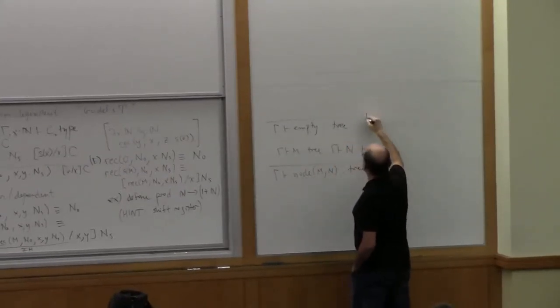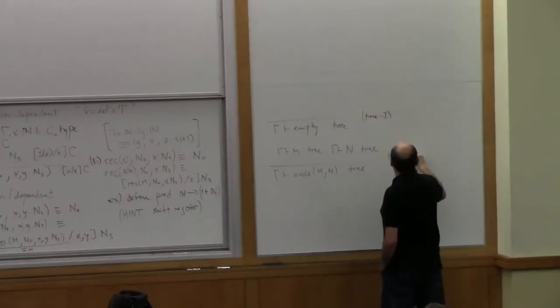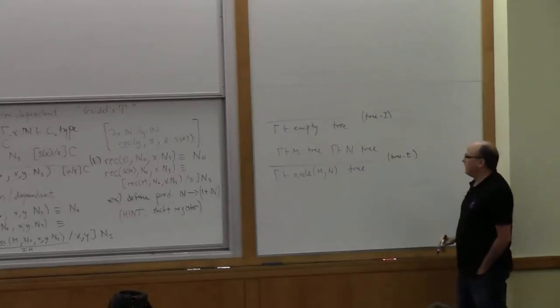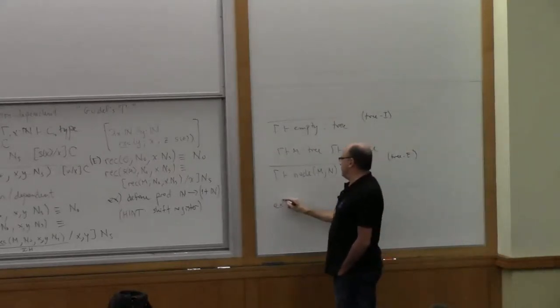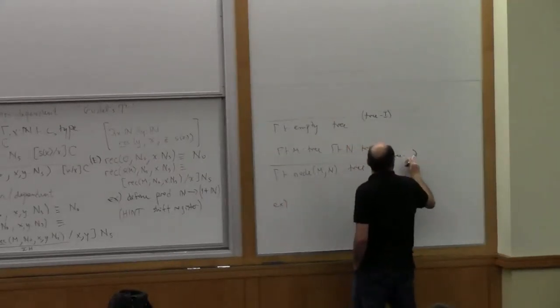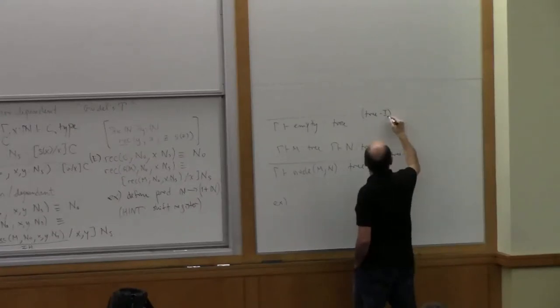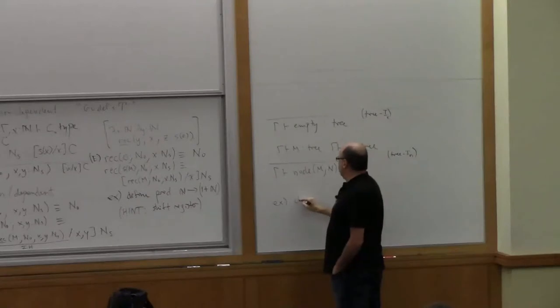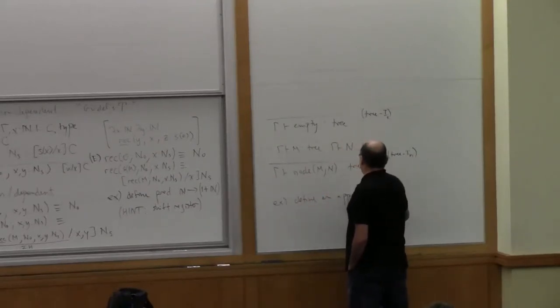So this will be called tree introduction and tree elimination. Okay, and your exercise is a tree introduction. This is a leaf for E, empty, and this is node, and then our exercise is to define an appropriate tree elimination.